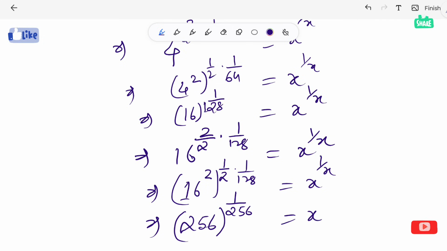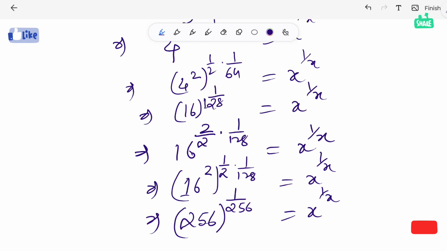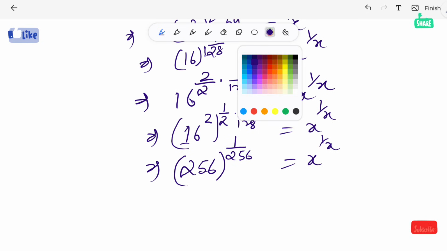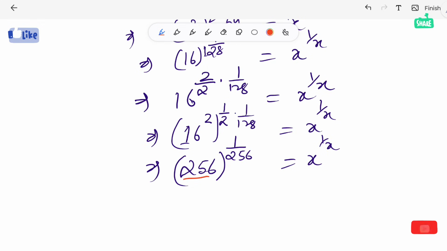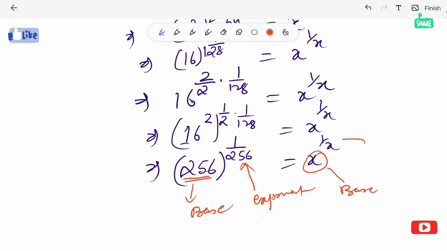Now see, students, what I am trying to make you understand. Here the base is 256, this is the base and this is the exponent, and this is also a base and this one is the exponent. Now see, the left hand side has 256 to the power 1 by 256, and on the right hand side x to the power 1 by x, isn't it?